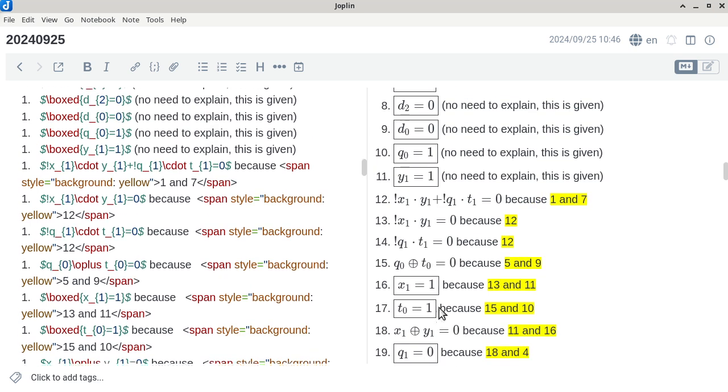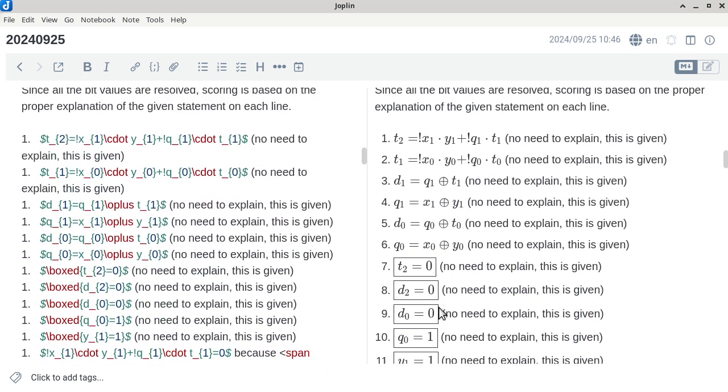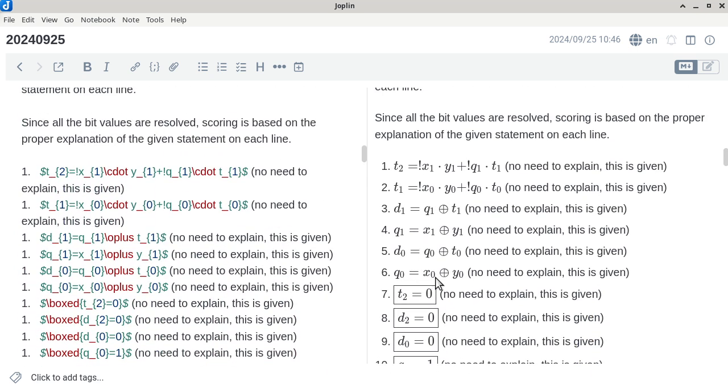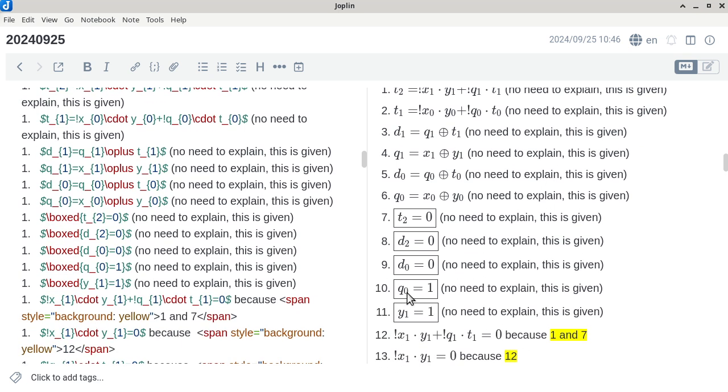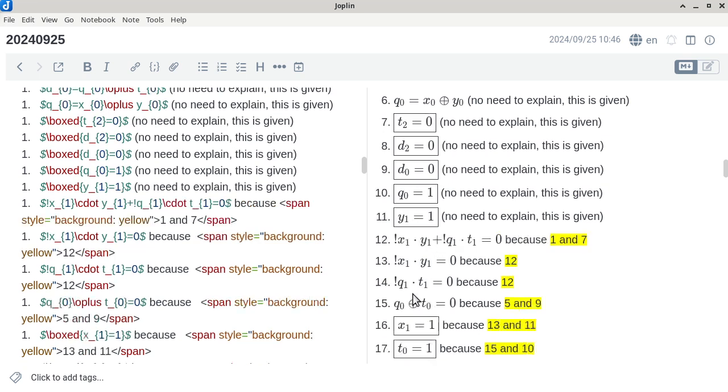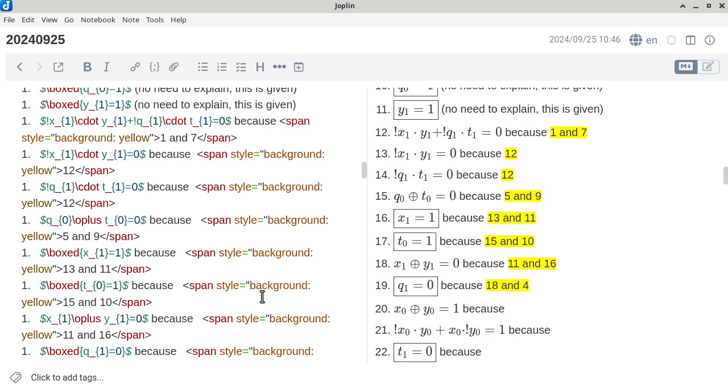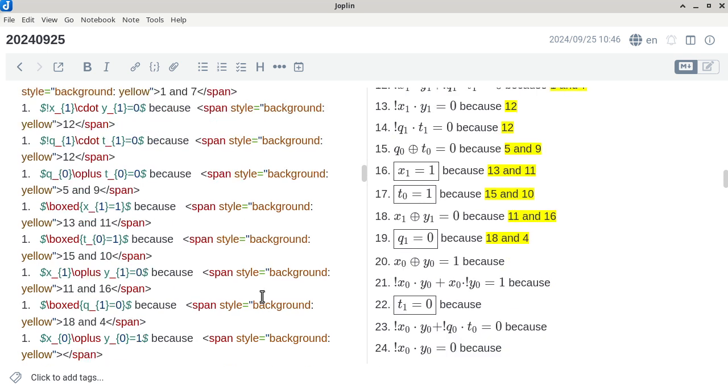So we go all the way back to the beginning, and we can see how q0 is x0 exclusive OR with y0. And we also know that q0 is a 1. So between those two, we have our answer. So we are looking at 6 and 10 in this case. I'm going to insert my answer, 6 and 10. Do we have any questions about this one?